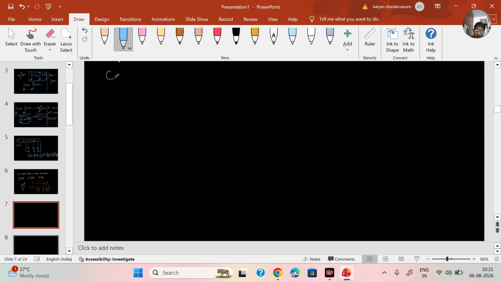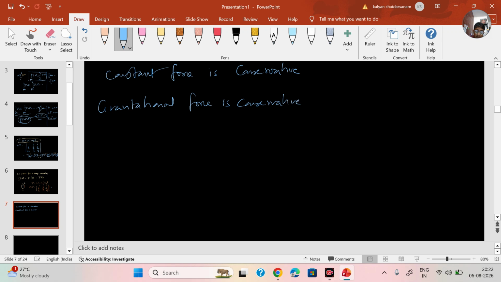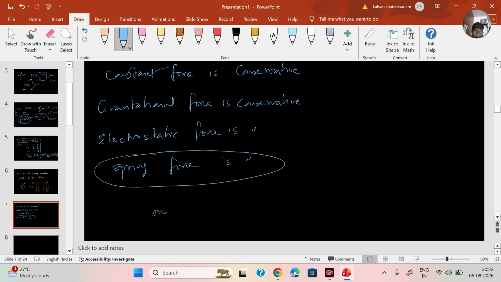So let me write here, a constant force is conservative. Then we have gravitational force, I'll prove it later, but this is conservative. And similar to gravitational force is electrostatic force between two charges, that's also conservative. Spring force is conservative. Now spring force comes under a very special class called one dimensional position dependent force.